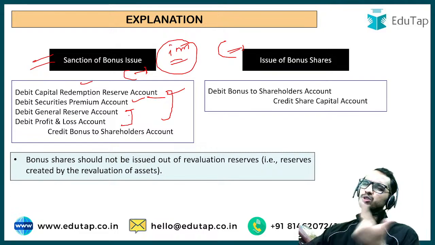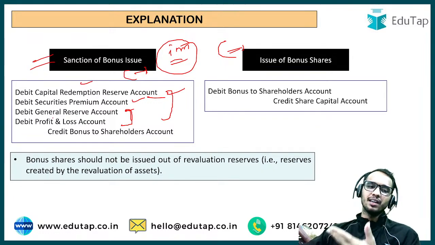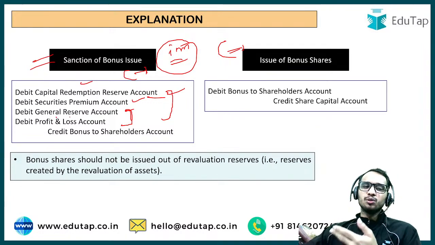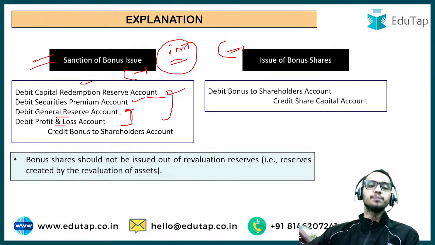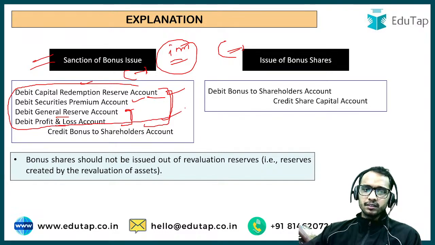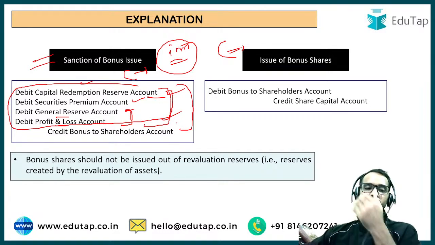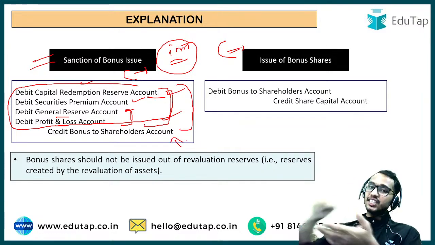General reserve and profit loss, you can combine it, right? Reserve and surplus, general reserve you can call it. Together you can call it general reserve, okay? Or you can separately segregate that into general reserve or profit loss, but they are the same thing, right? Okay, now you can take amount from these accounts. So these will be debited because you are going to use these amounts. So these will be debited, and now you have sanctioned the amount.